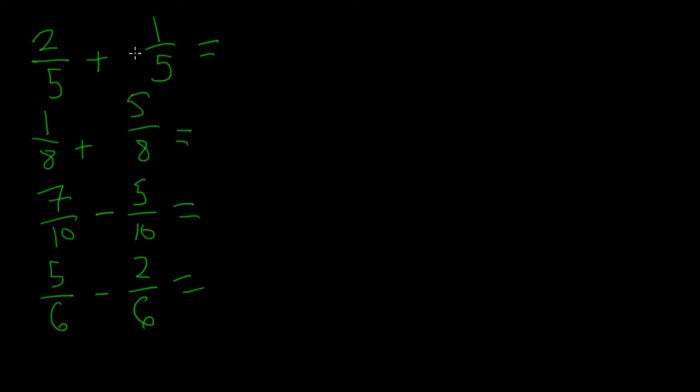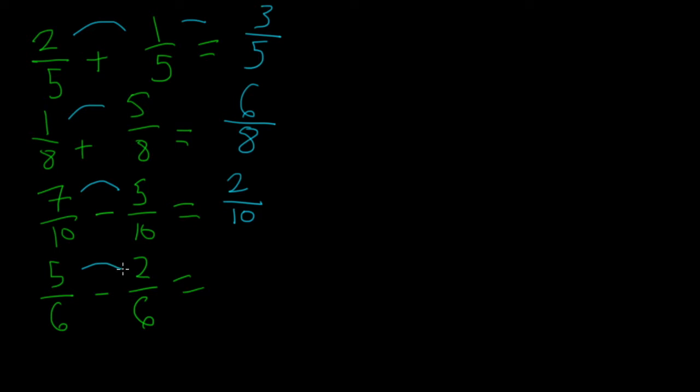All right, so hopefully you tried those on your own. Now we just add the tops. So this becomes 2 plus 1 is 3, and then the denominator stays the same, so that's 3/5. Again, add the tops. 1 plus 5 is 6. Keep your denominator the same, so it's 6 out of 8. Okay, same with subtraction. Just subtract the top, so 7 minus 5 is 2, and then the denominator stays the same, 2 out of 10. Okay, again, the bottom stays the same, so that's 3 out of 6. So 5 minus 2 is 3, and then your 6 stays the same.